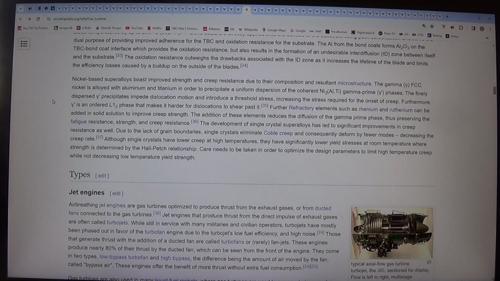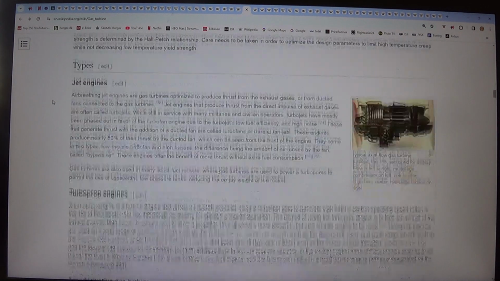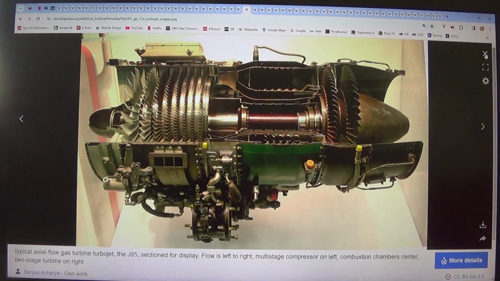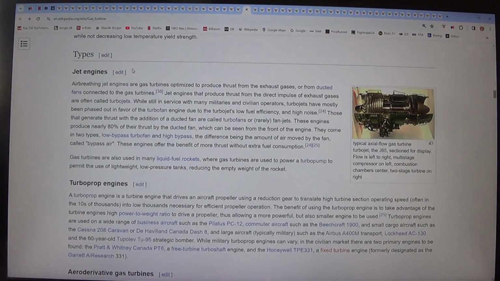Jet engines. Air-breathing jet engines are gas turbines optimized to produce thrust from the exhaust gases, or from ducted fans connected to the gas turbines. Jet engines that produce thrust from the direct impulse of exhaust gases are often called turbojets.